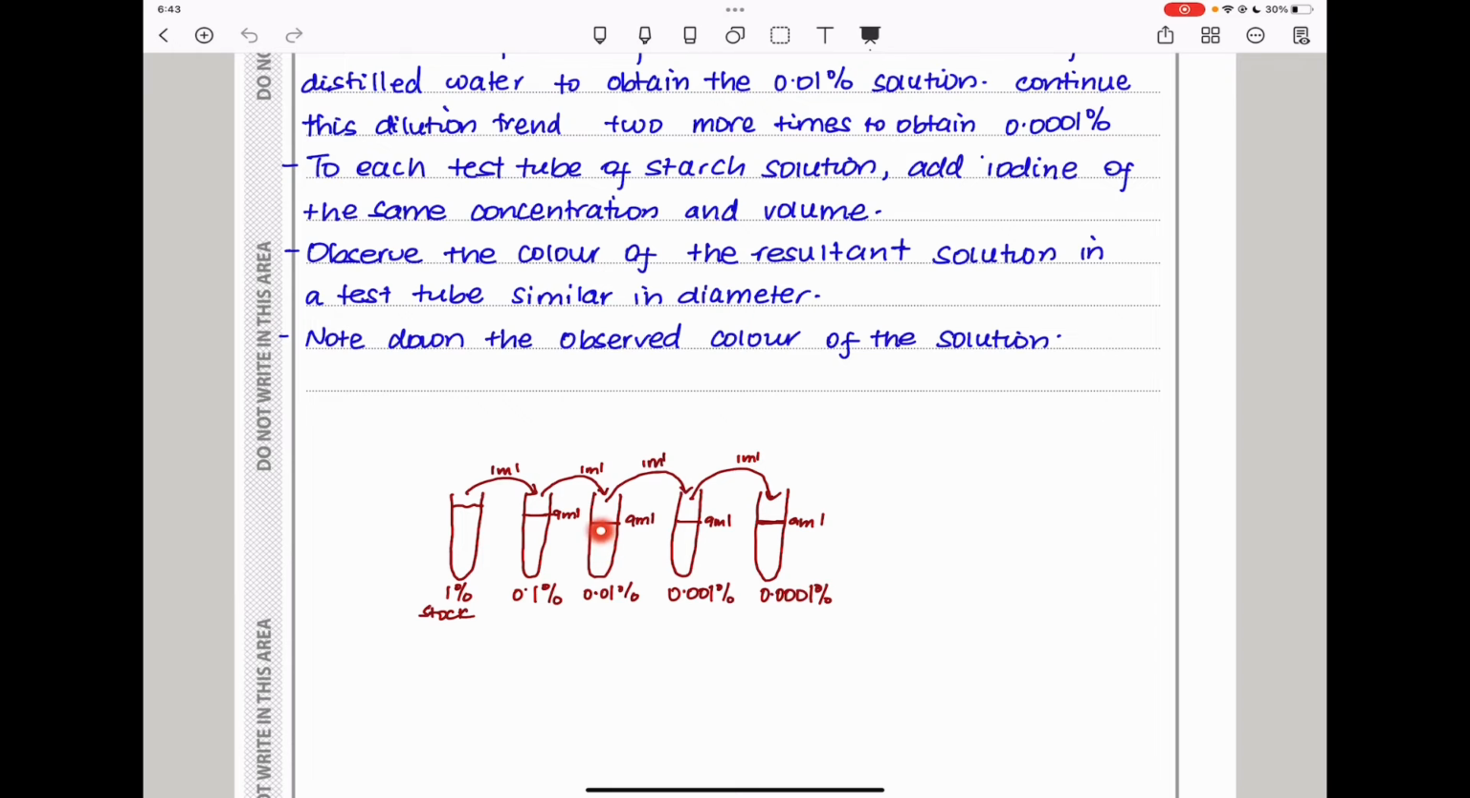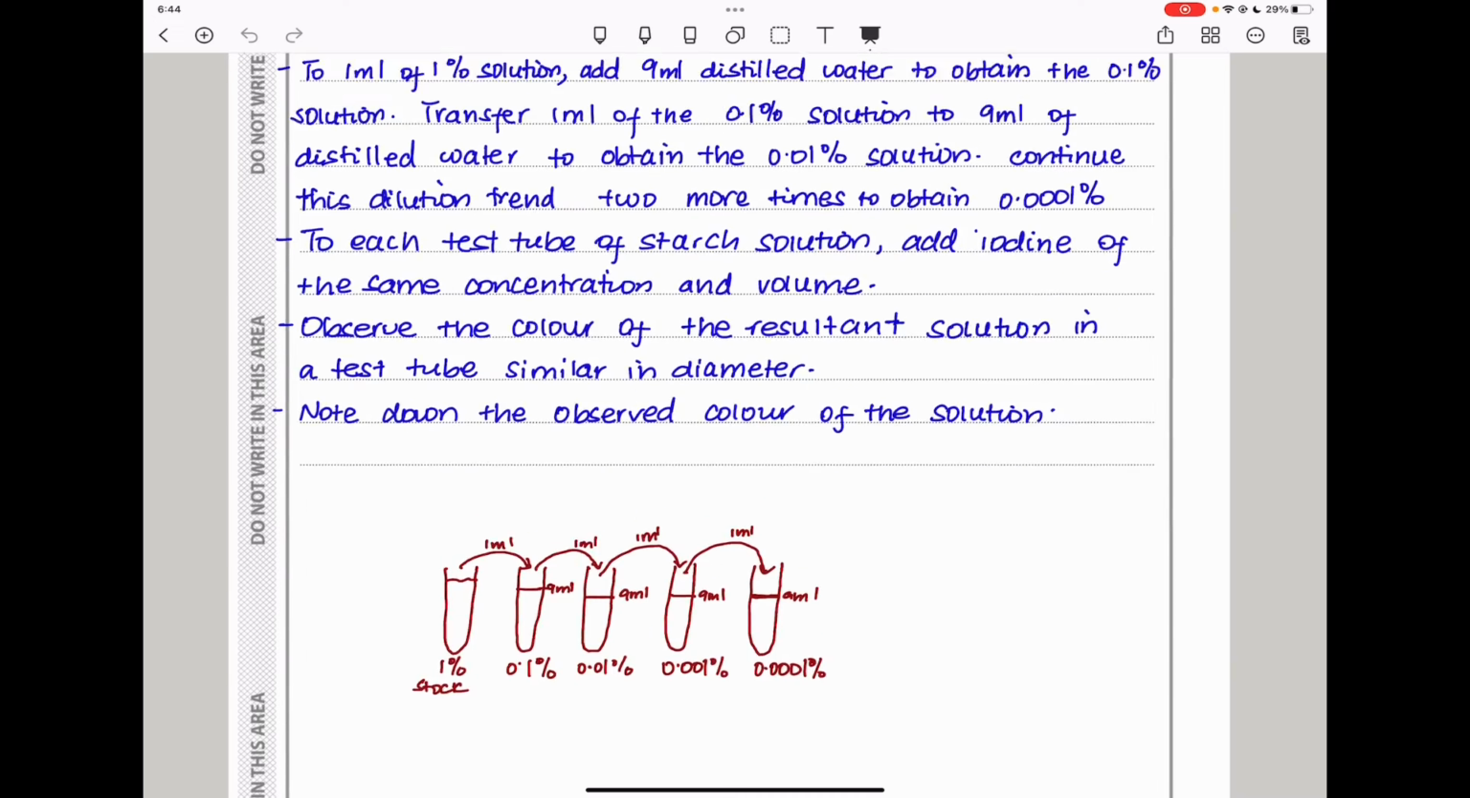Then from here, take out 1 ml, add it to 9 ml of distilled water, and then mix in order to create that. And for the final one, carry 1 ml, add to 9 ml, mix thoroughly to create that. This is what we call serial dilution, when you pick from the previous concentration and create a newer concentration, which is more dilute in comparison.